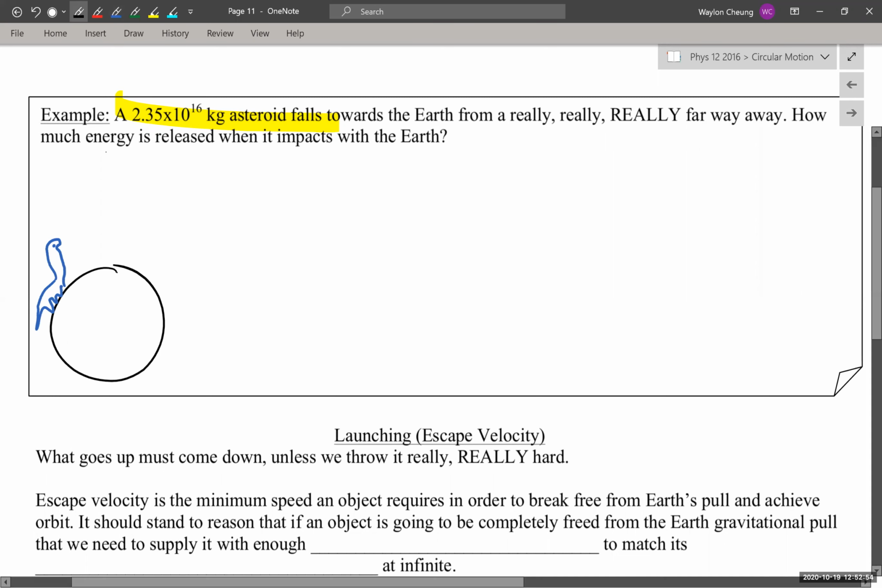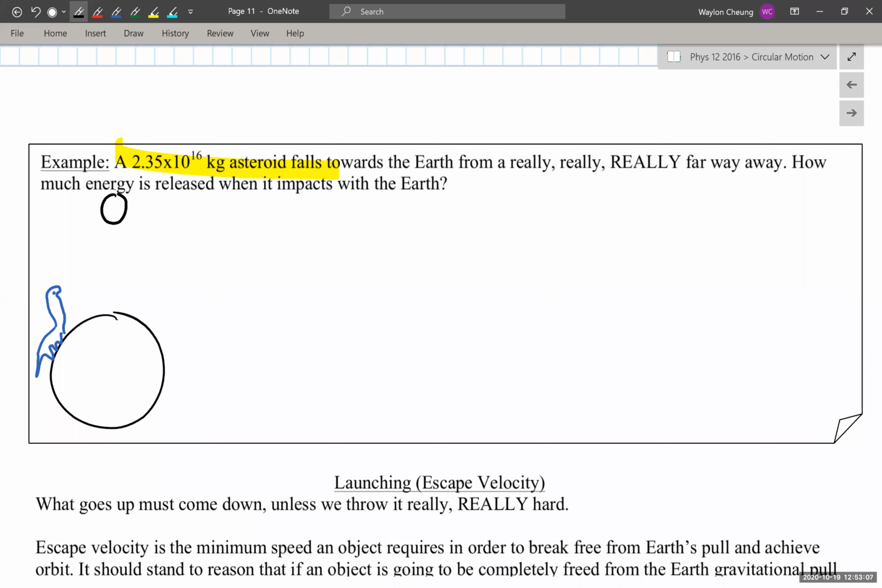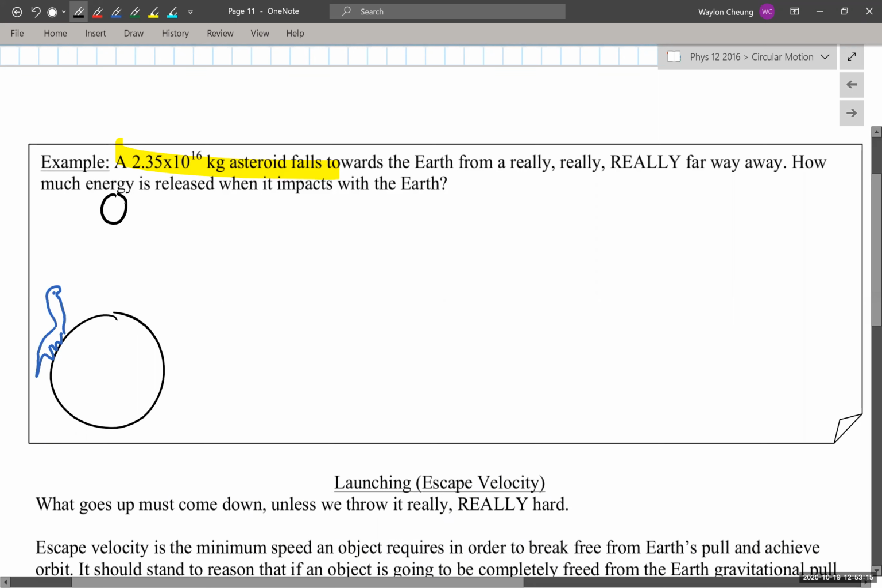And then we have this asteroid from really, really far away, coming toward us. Now, let's assume that it's so far away at the beginning that we consider it to be starting at rest. Technically, we don't know where the asteroid came from. So maybe it started at rest, maybe it didn't. But for the sake of our calculation, let's imagine that the asteroid started at rest. So V initial is 0.